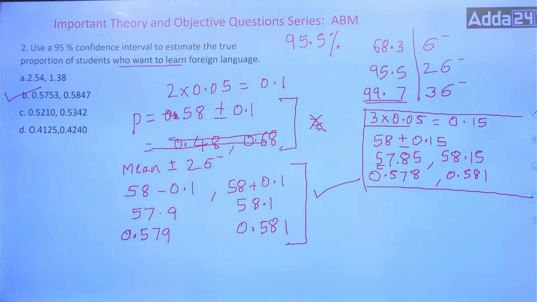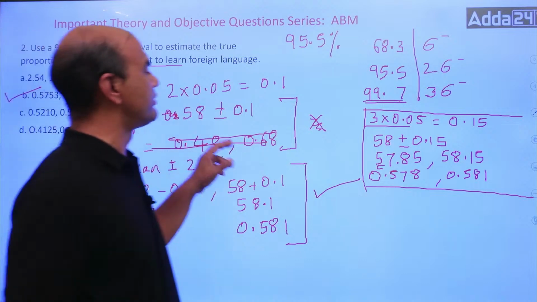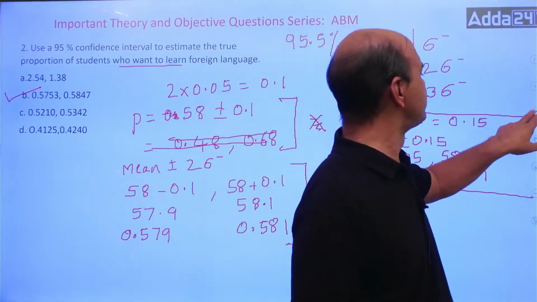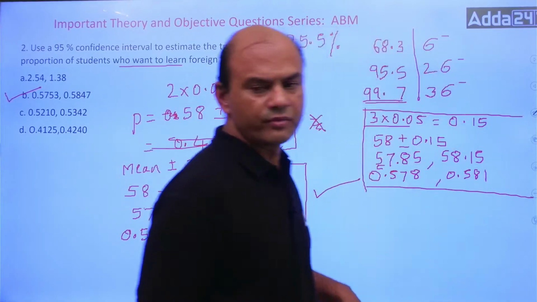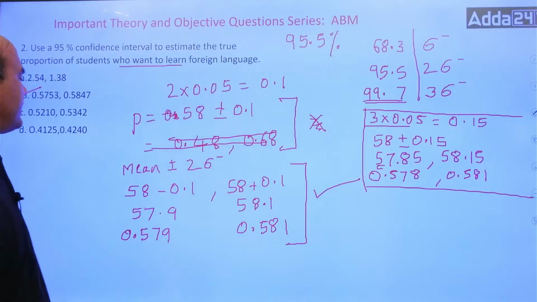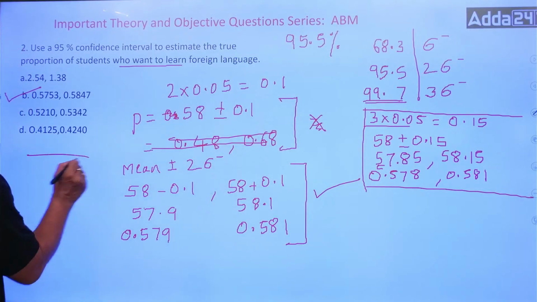So what do you mean by this? It means that it is plus or minus. See, what is this? What is the meaning of this? Let me show you. Whenever you write standard error, it means this is a zone. Look at this.